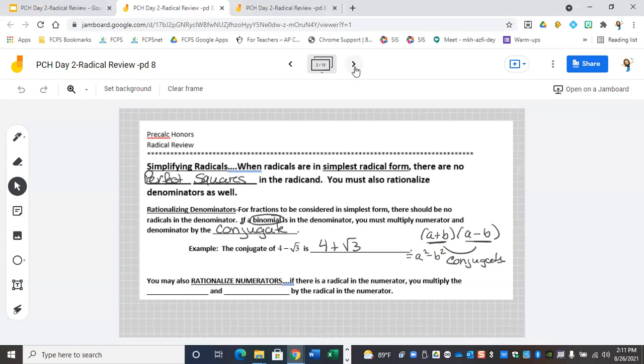Later on this year, we're not only going to be rationalizing denominators, you can also rationalize numerators, getting rid of the radical in the numerator. To rationalize a numerator, it's exactly the same process as rationalizing a denominator. You multiply the numerator and the denominator by whatever radical is in the numerator. So just like you can rationalize a denominator, you can rationalize a numerator. That'll come up later on.